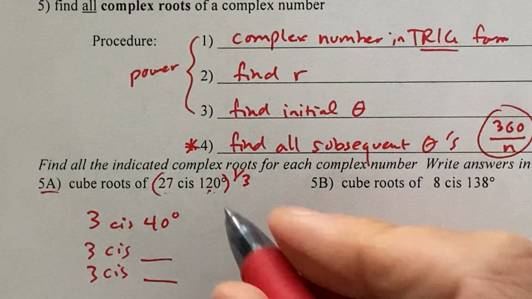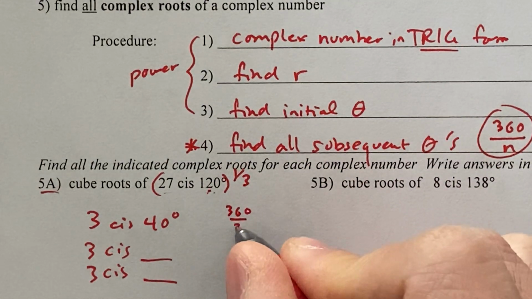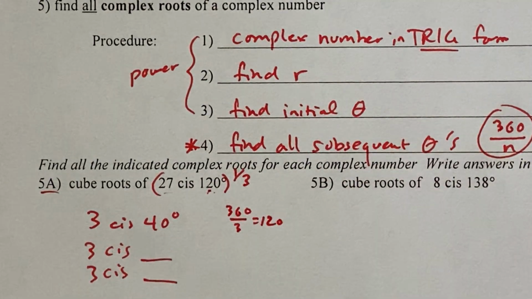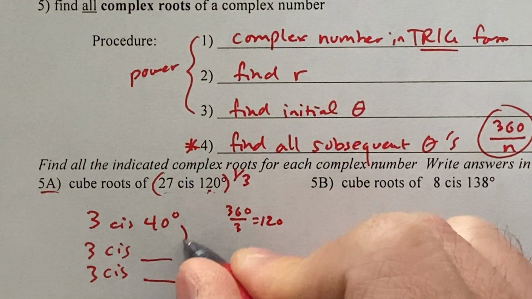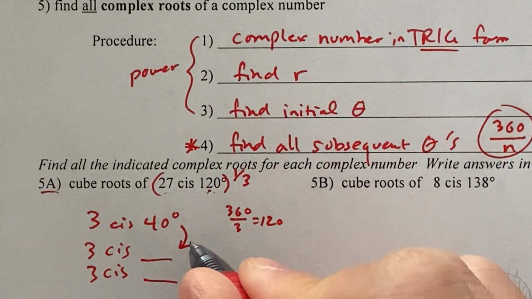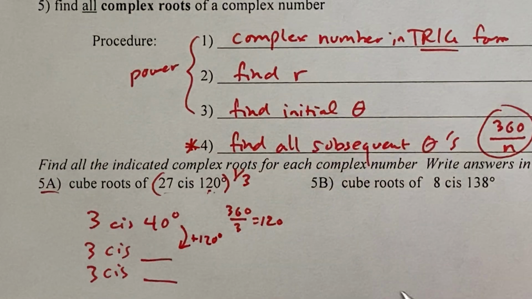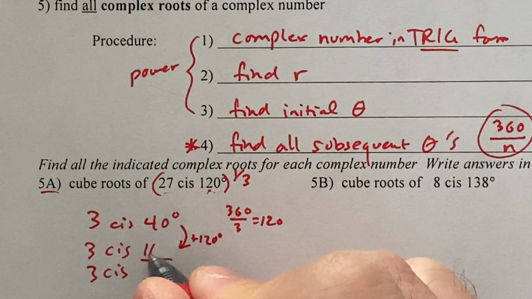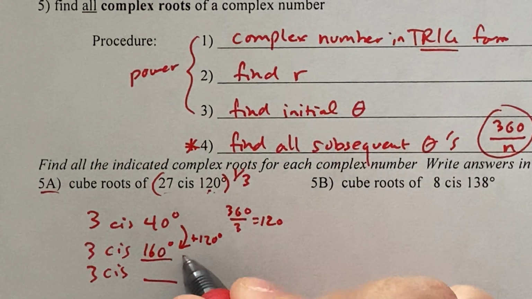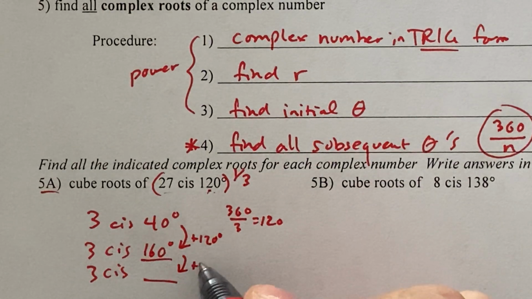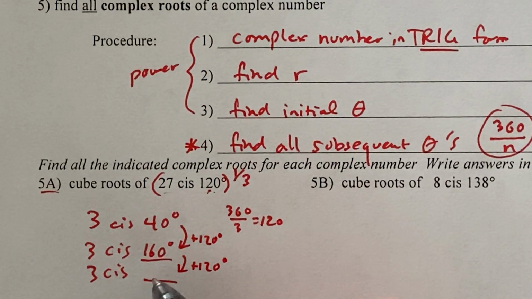So for example, 360 divided by 3 is going to be 120 degrees. So to get from here to here, all I have to do is increment, or add, 120 degrees. That gives me 160. There's my next answer. And then increment once again by another 120 degrees. So my last answer is 280 degrees.